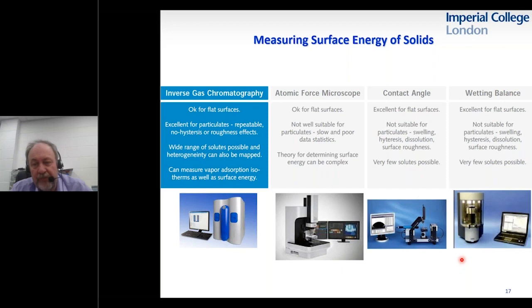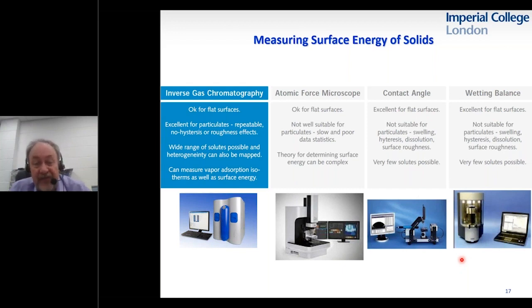It's not suitable for particulates, although I know people will try to tell you otherwise. The experience of people who've done that is not a happy story. Surfaces that have got roughness or surfaces that dissolve, there's a whole range of surfaces that are not going to be suitable, and there aren't many liquids you can use for the experiments. But for a flat material and for some polymer films or some silicon wafers, that could be good.